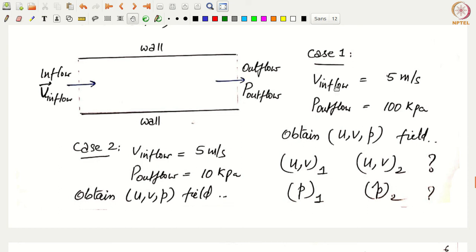So in case 1, we provide 5 meters per second as velocity at the inlet, and we maintain a pressure of 100 kilopascals at the outlet. And in case 2, we keep the same velocity, that is 5 meters per second, but we change the pressure to a very small value. We just make it 10 kilopascals. Then you obtain, let's say, the velocity and pressure field using the SIMPLE algorithm, and then here also you solve for velocity and pressure field everywhere, and compare this field with this field. Now would u and v obtained through case 1 be different from u and v obtained for case 2?